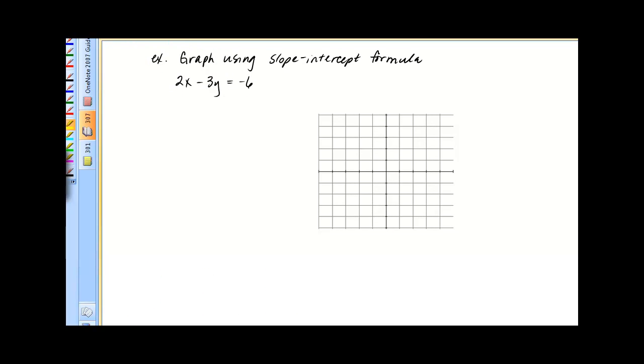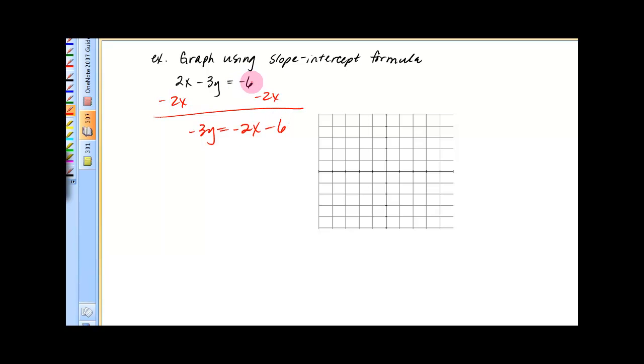Okay, now let's look at this equation. This equation isn't already written in the slope-intercept formula, so we need to change it so that it is. The first thing I need to do is isolate the negative 3y, or the y. So I'm going to subtract 2x from both sides. And I get negative 3y is equal to, remember, take that negative 2x and shove it right in next to that equal sign, minus 6.